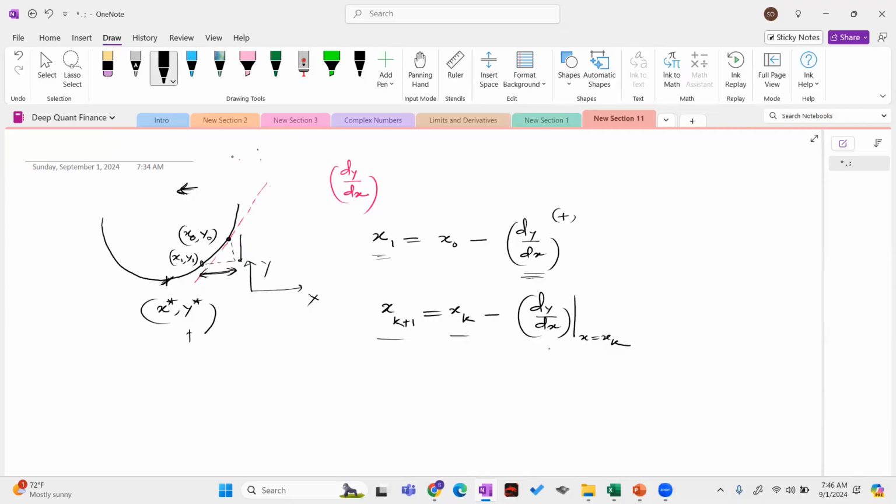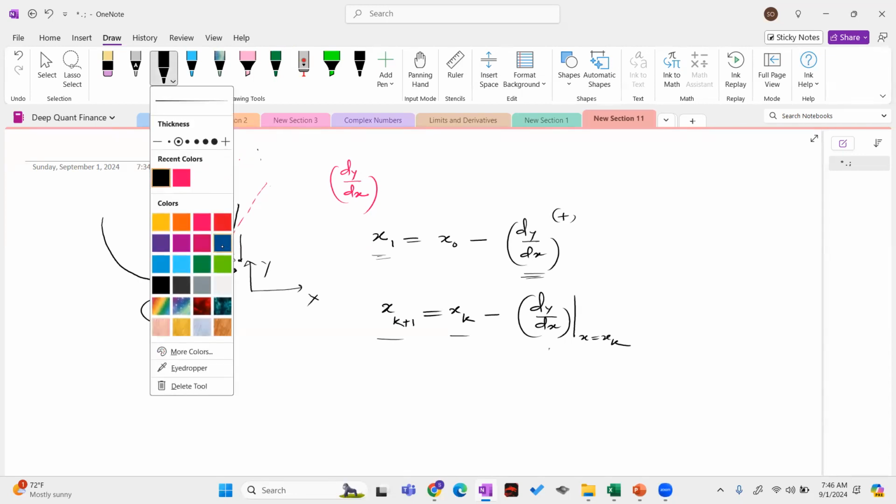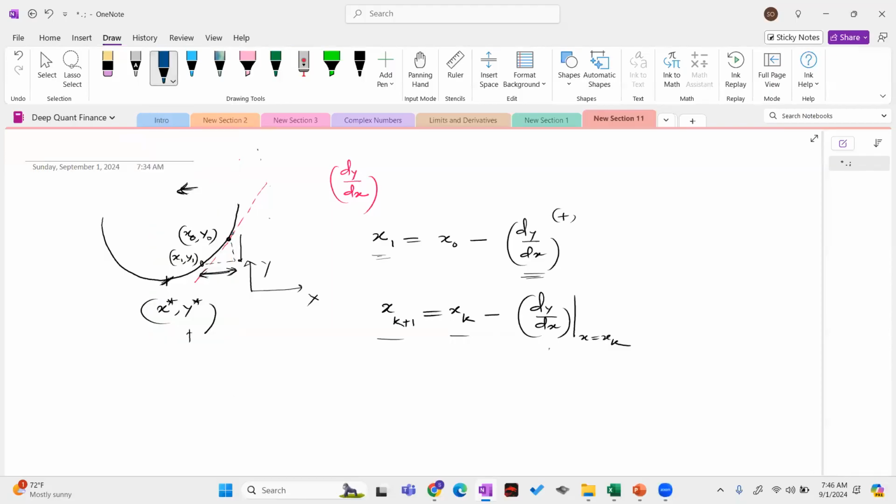Very basic infrastructure. Using the intelligence at that local point, that intelligence is the slope. I know in which direction I need to go. If slope is positive, decrease x. This works. Now, let's say that we are on the other side. Here somewhere. Our initial guess is here. Here, what is the slope? Slope is negative. That means to decrease y, I need to decrease x or increase x?